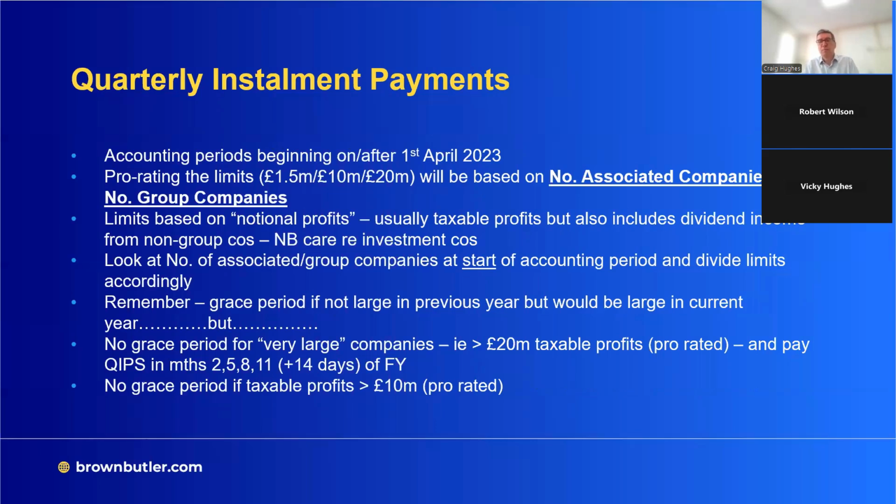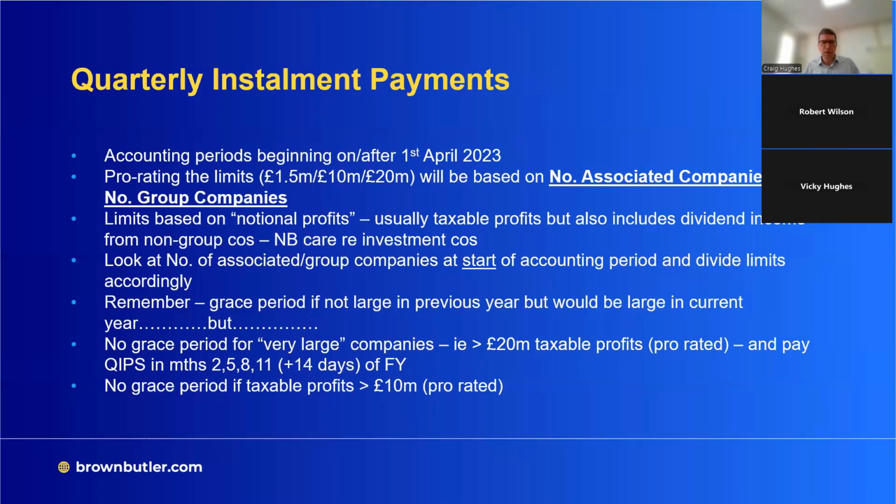Now, 1.5 is important because that's the time at which you fall into quarterly installment payments. 20 million is when you fall into the very large quarterly installment payment regime, which has accelerated payments. And then the 10 million is relevant when we're talking about the grace period, and I'll come on to that shortly.